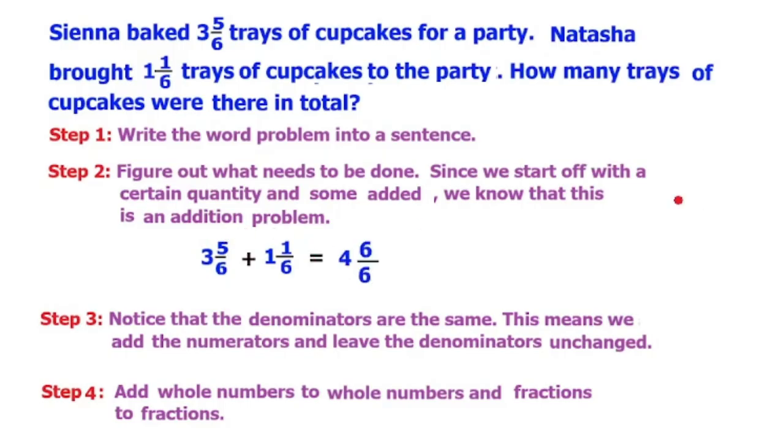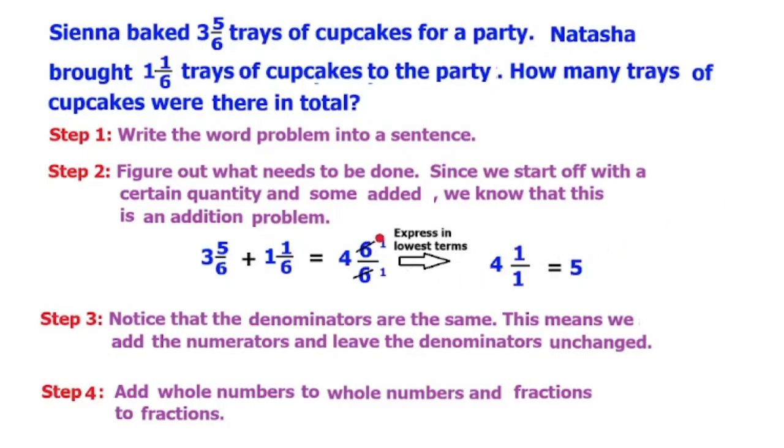And so how it would look is like this. 3 plus 1 is 4, and then 5 plus 1 is 6. So the answer is 4 6/6. But we can't leave it like that because it's not in lowest terms. So you need to express it in lowest terms.